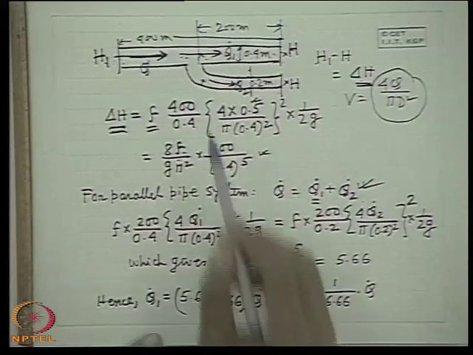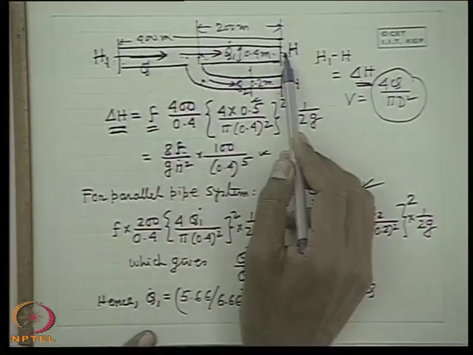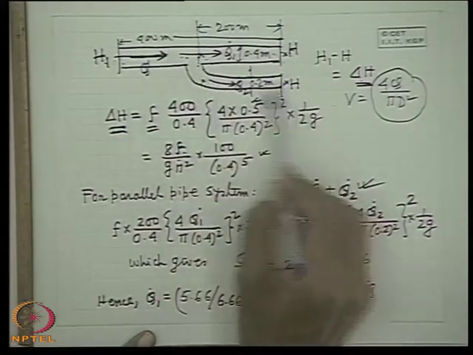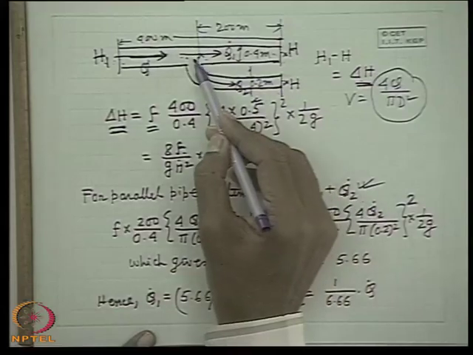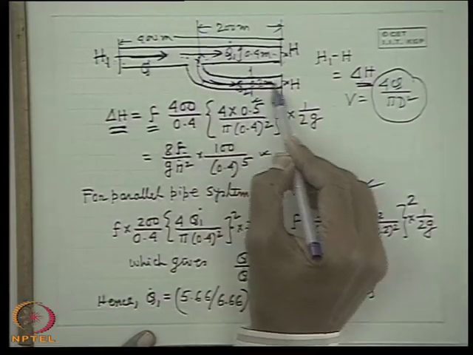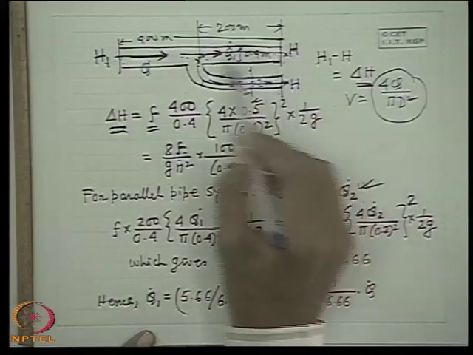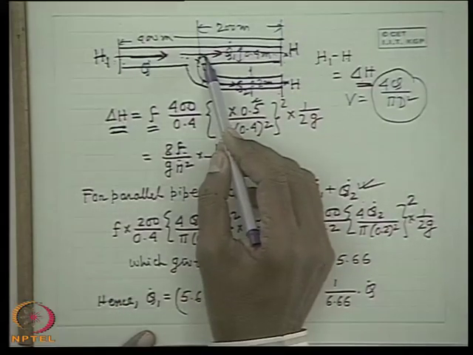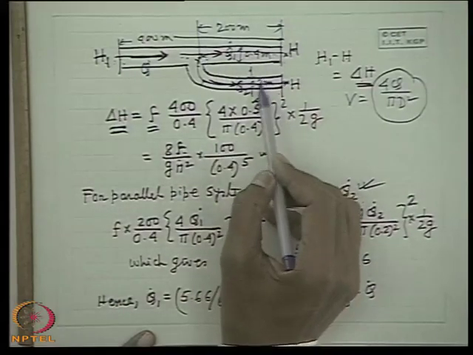So what we can do is this: the head loss between this point and that point, and between this and this through this path, is the same, because the head at these points is the same. So through this path and through this path, this head is same, so head loss is same. That means head loss is equated for the two parallel pipes.